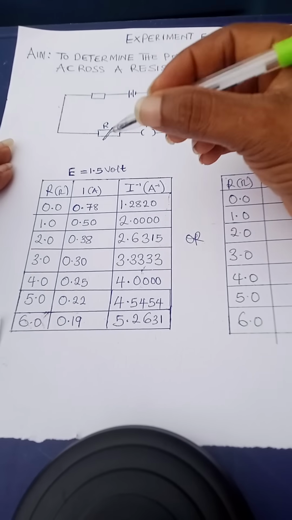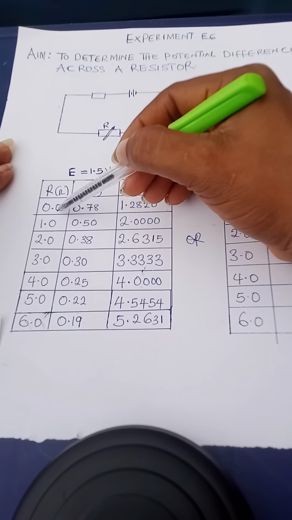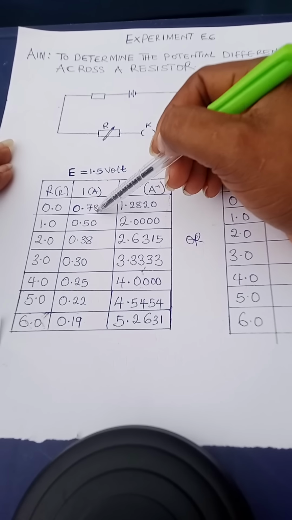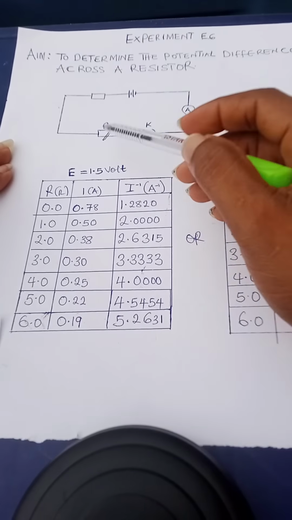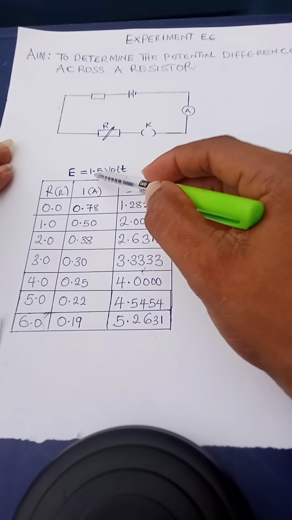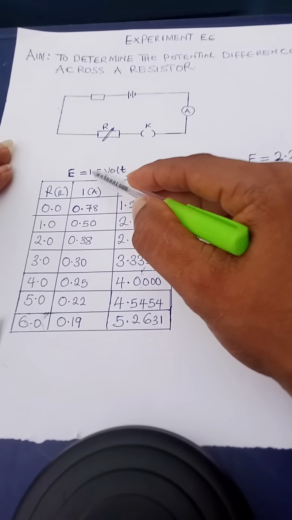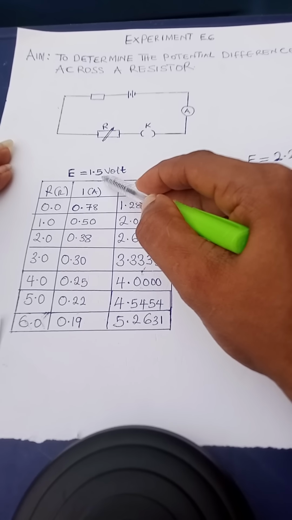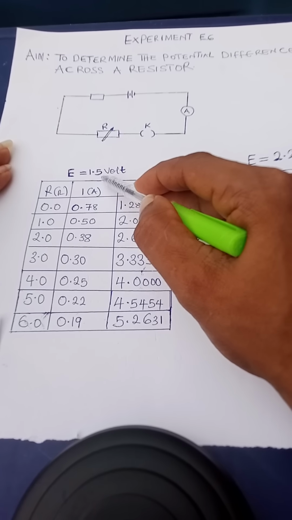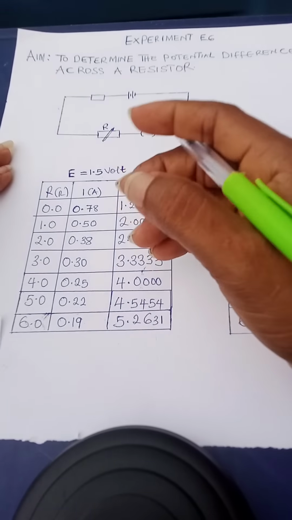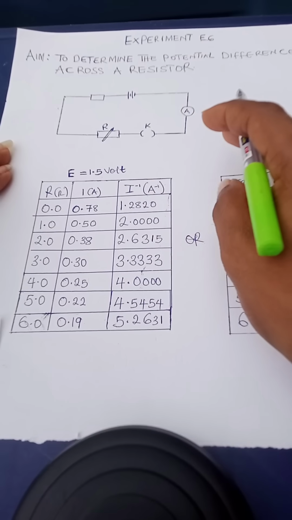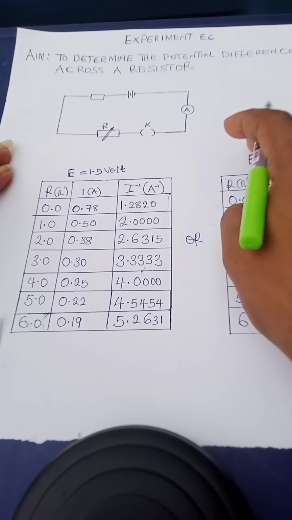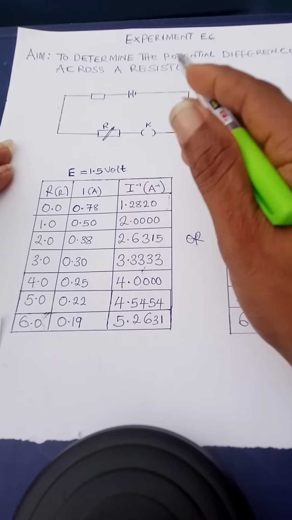When the resistor R in ohms is 0.0, you see what I got. After plotting this graph, you must definitely have your slope to be approximately this EMF. The slope represents this EMF, 1.5, or anything that you use as the EMF of the cell. If your readings are correct, you must definitely get this.